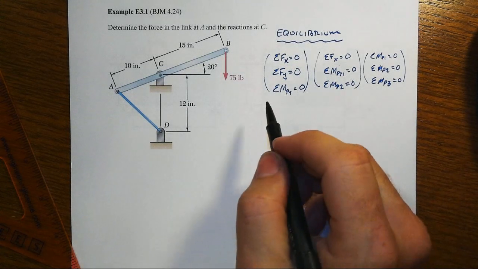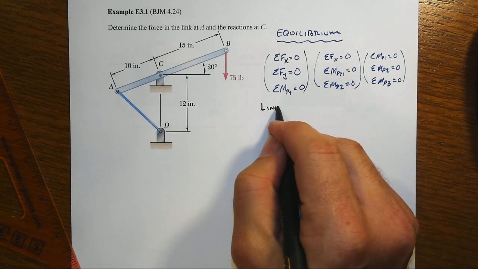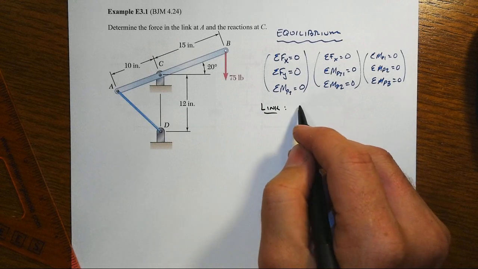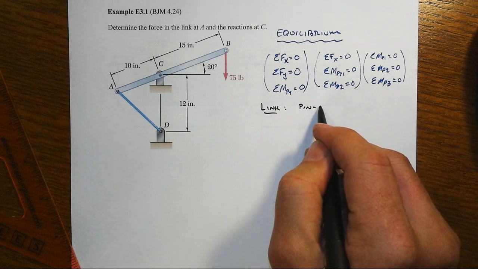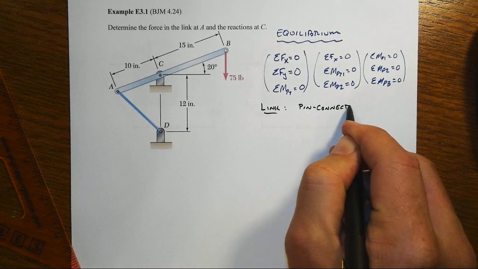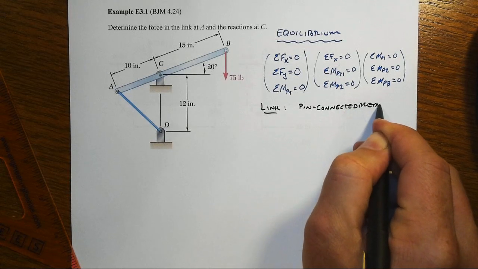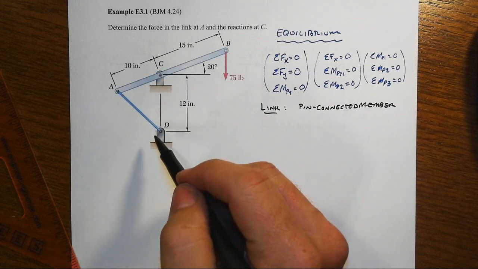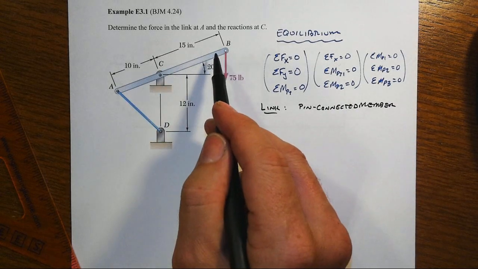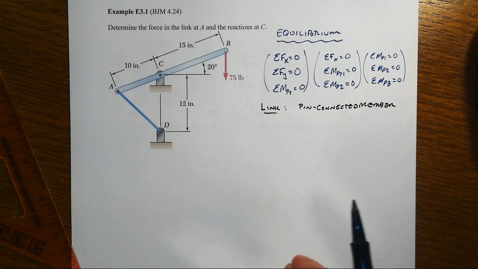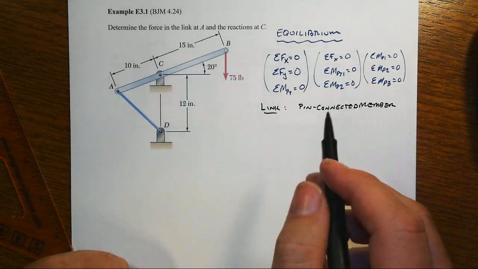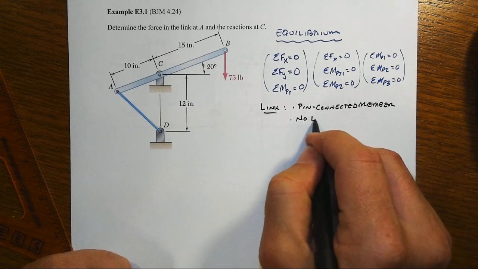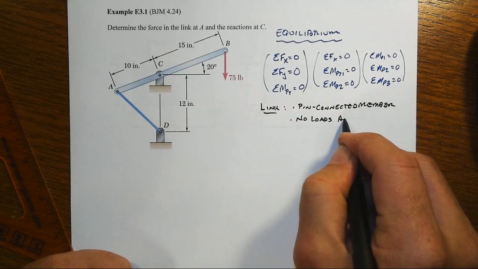Right, now the other thing to look for is note that we have a link support. Now how do you identify them? We have a pin connected member. Notice AD is pinned on either end. Now ACB is also pinned, so wait a minute, is that a link? No, it's not. It's going to be a beam. So the pin connected member and no loads applied.